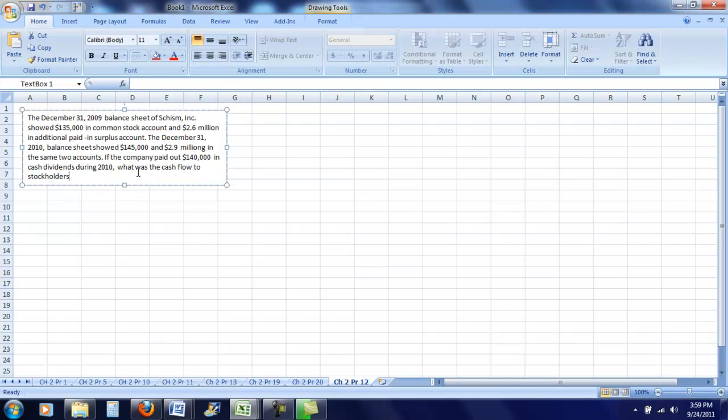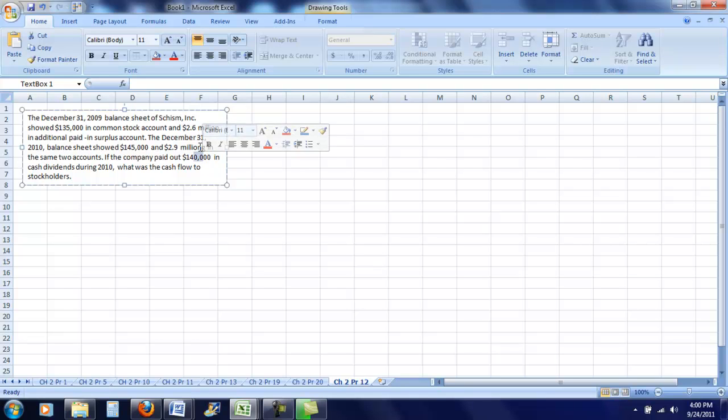Okay, so it says that December 31st, 2009, the balance sheet showed $135,000 in common stock account and $2.6 million in additional paid-in capital surplus. In 2010, the balance sheet showed $145,000 and $2.9 million in the same two accounts. If the company paid out $140,000 in cash dividends in 2010, what was the cash flow to stockholders?